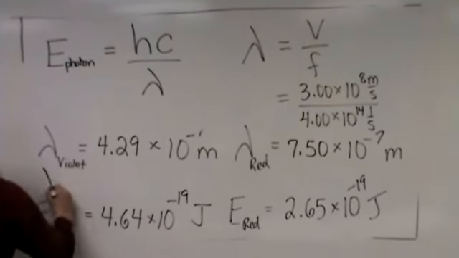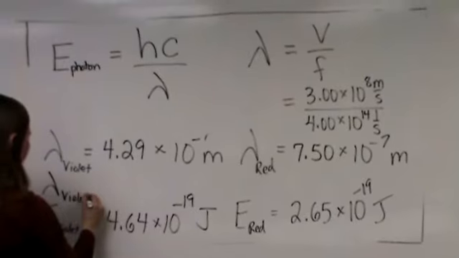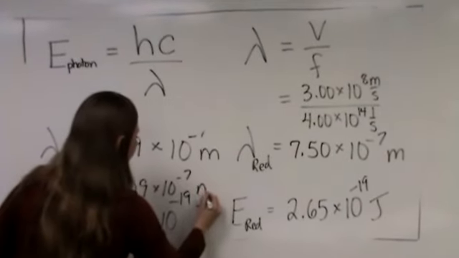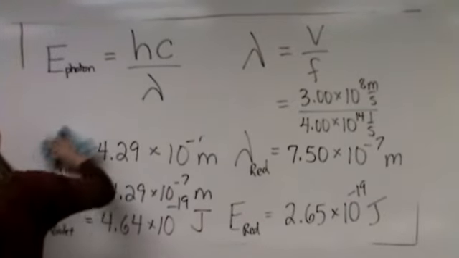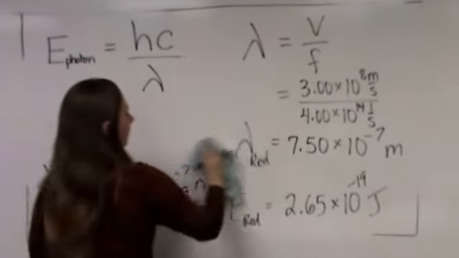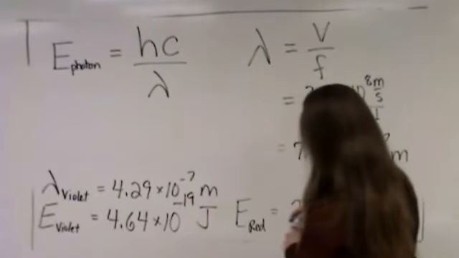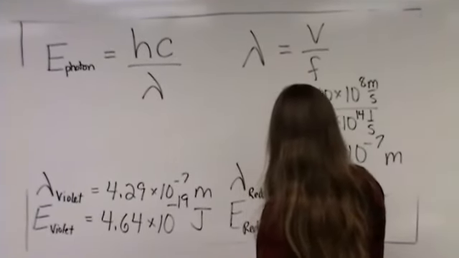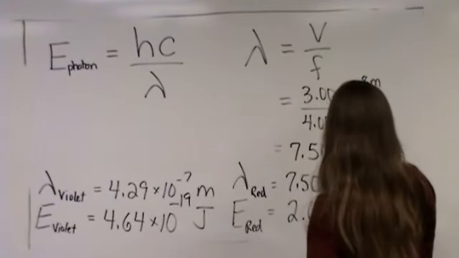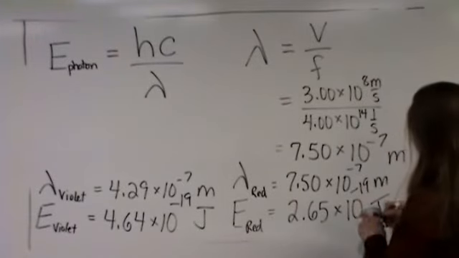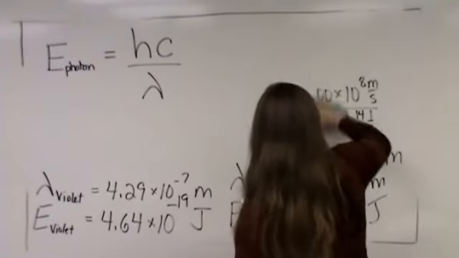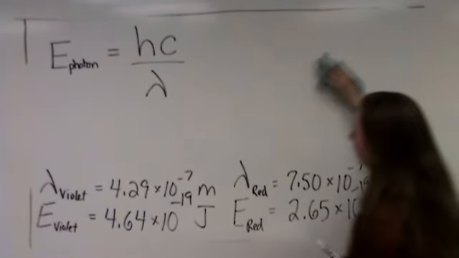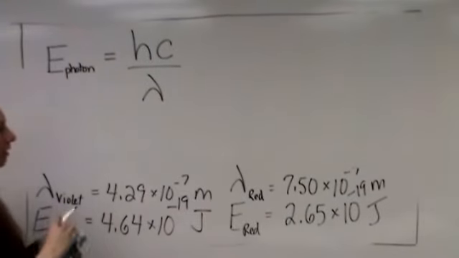So, the wavelength of violet light, 4.29 times 10 to the negative 7 meters. All right, I can erase that. And the wavelength of red light, move that down, equals 7.5 times 10 to the negative 7 meters. Okay, now we can erase all this. All right, so here, I'm just keeping my important numbers handy down here. All right, here we go.